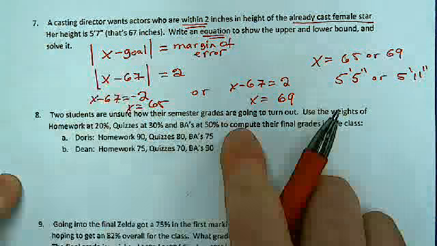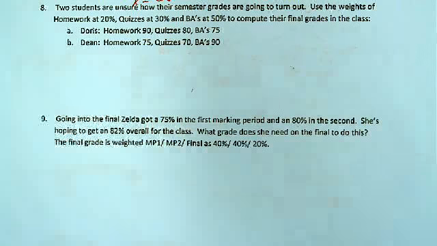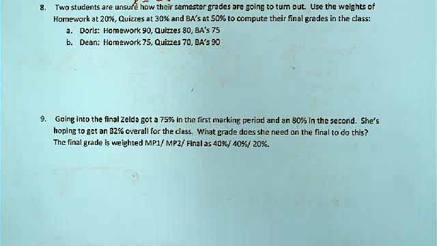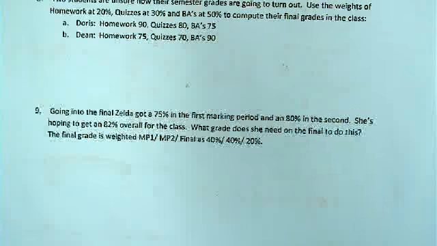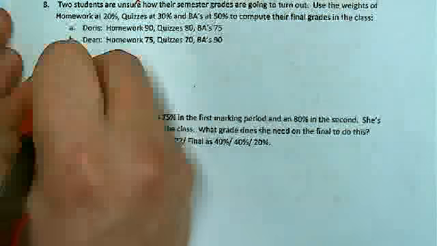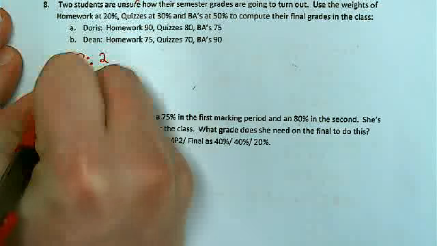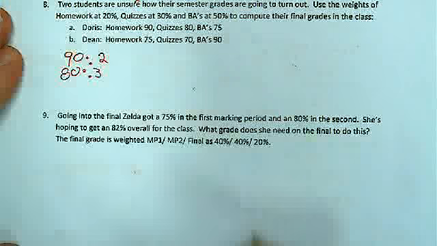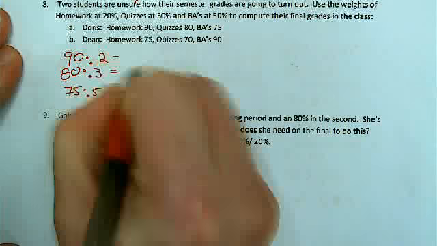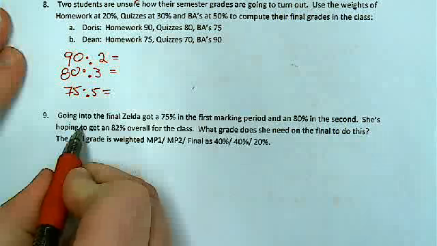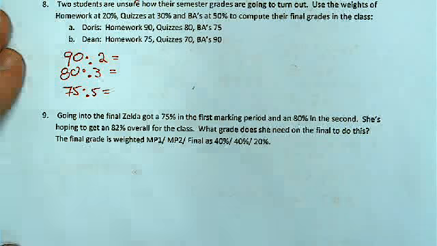Two students, now these last two have to do with weighted averages. Two students are unsure how their semester grades are going to turn out. Use the weights of homework at 20%, quizzes at 30, and BAs at 50 to compute their final grades in the class. We had a lot of success on this problem on the quiz. I was very excited to see that. Remember, you take 90 times 0.2 for 20%, 80 times 0.3 for 30%, 75 times 0.5 for 50%. Now, it's important to make sure that your percents have added up to 100, or in this case, to 1. So 0.2 plus 0.3 plus 0.5 is 1. Means I've accounted for all of the weight.